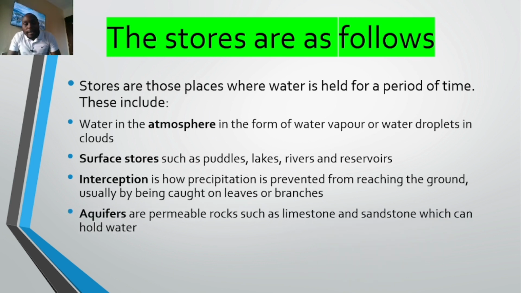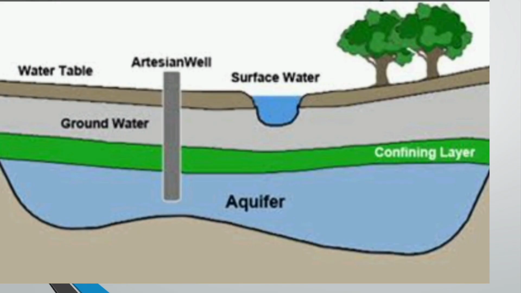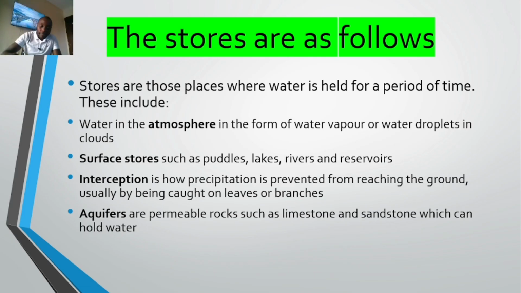Now another one is aquifers. Aquifers are permeable rocks such as limestone and sandstone which can hold water. For those who don't know aquifers, maybe you look at this image. You see that? Those are aquifers. If you want to reach an aquifer, you dig a well to reach the water that is in the aquifer. I think it's clear there. All right, another one, we have ice and also snow. Ice stores water. When you talk about ice, it holds some water for a period of time.